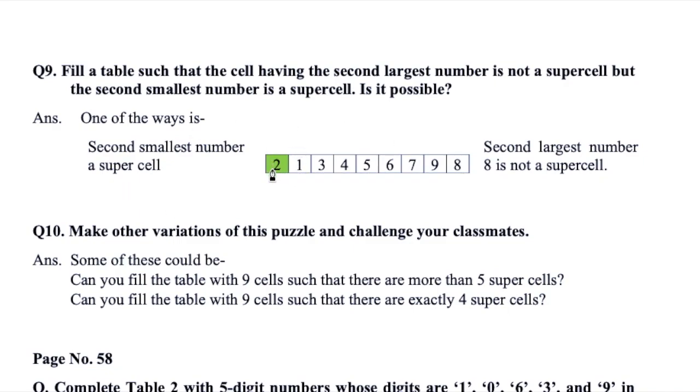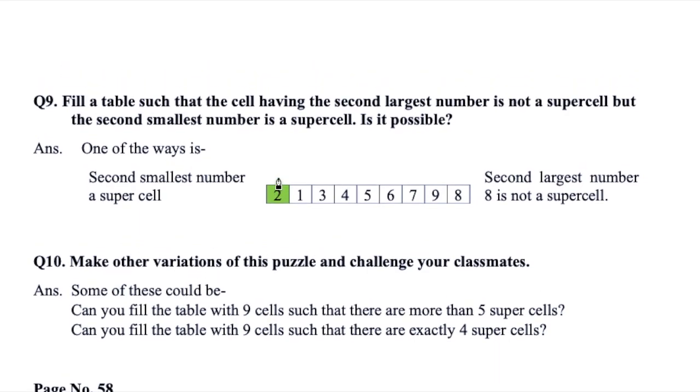But 2 is written before 1. The first cell is a supercell. I have taken 2 and then 1. So automatically 2 becomes the supercell. So you can think of another way and other numbers on your own. Make other variations of this puzzle.